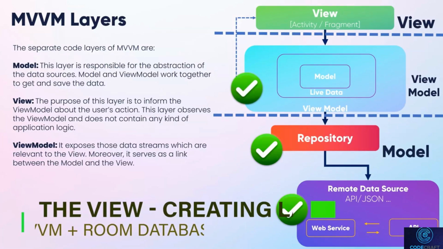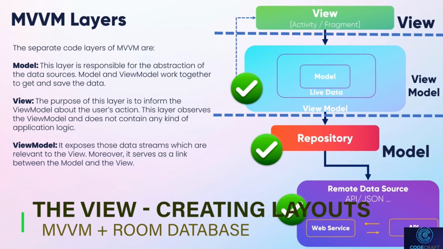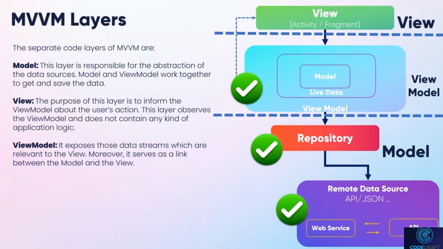Welcome back. In the previous video, we created the view model layer. Now let's move to create the view layer. The purpose of this layer is to inform the view model about the user's action. This layer observes the view model and doesn't contain any kind of application logic.